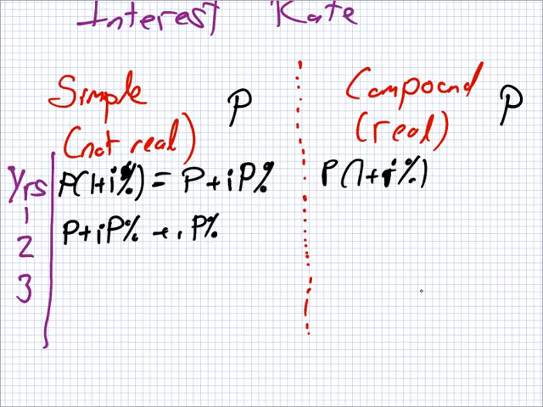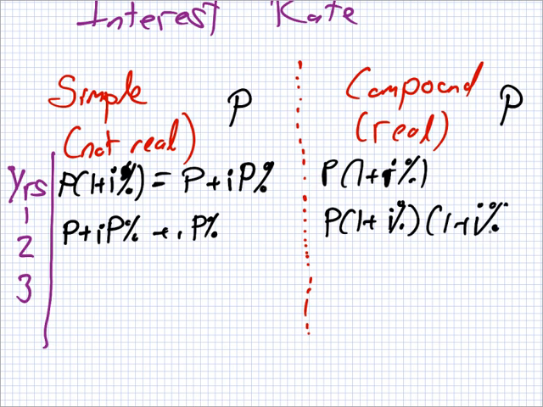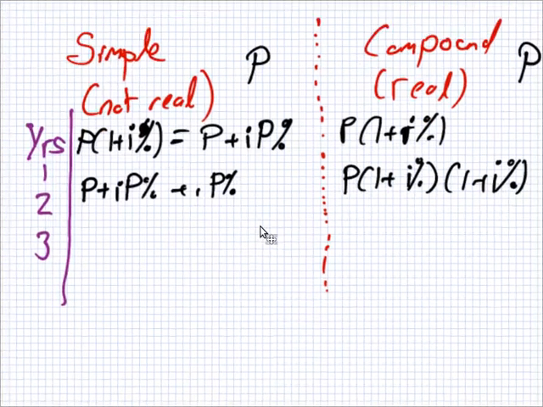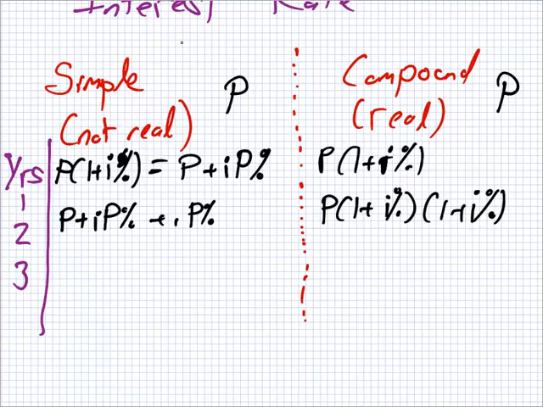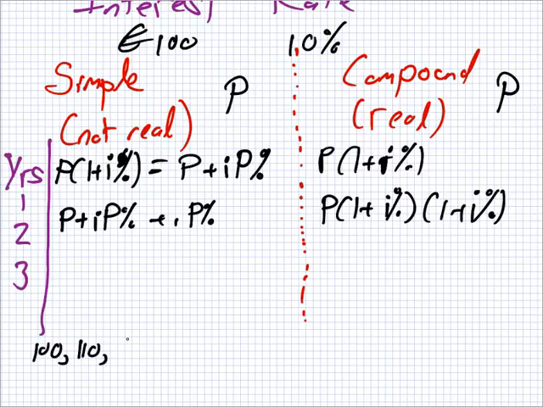Whereas with compound, after 2 years, you have P times 1 plus I percent times 1 plus I percent again. So if I put in some numbers to try and help make this a bit clearer, if we start off with €100 and at 10%, okay, so for simple, it goes like this. You start with 100, then after 1 year, what do you have? 110, and then after 2 years, 120, 130, etc.